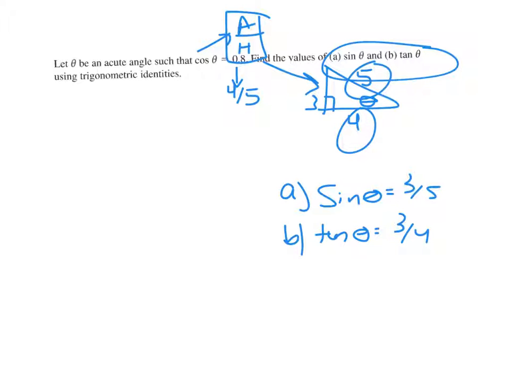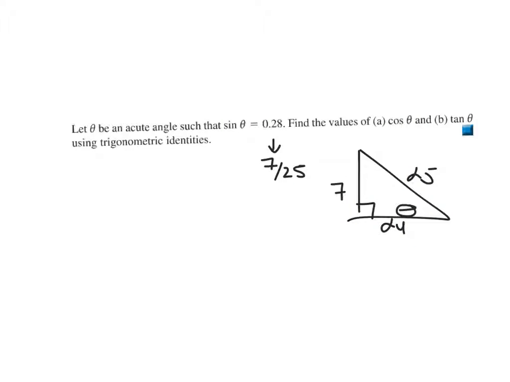Okay, so take a second and again, pause the video, see if you can figure out the next one, and then I will reveal the answers. All right, so hopefully for this one you got that the cosine of theta was 24/25, and that the tangent of theta was 7 over 24.